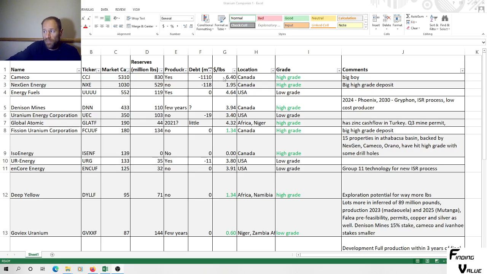So it's a 640. Now what I'm looking for, and I highlighted some in green, which I think are still extreme valuations. Now, some of these carry a lot more risk, and that's why their valuations are better than some of the others. But when I first was doing this some months ago, Global Atomic was pretty cheap, but now it's $4.32 a pound. That's starting to get expensive. I understand they've got some cash flow from zinc. I get it. And they're getting close to producing.